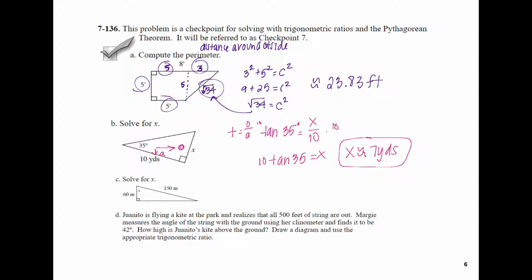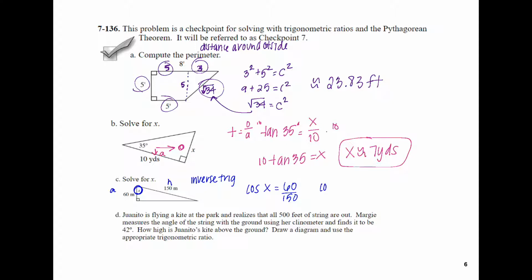Looking at letter C, it says solve for x. I'm looking at angle x. First thing I know is I'm going to need to use inverse trig, so my second button on my calculator, because I'm looking for an angle. I notice that 150 is across from my right angle, so that's my hypotenuse. My 60 is next to my angle, so that's my adjacent side. Cosine uses adjacent and hypotenuse, so the cosine of angle x is equal to 60 over 150.